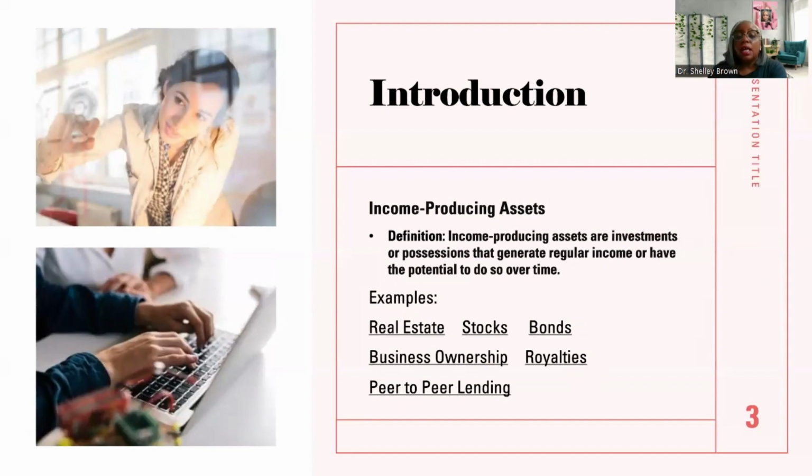Again, these are assets that are bringing in income. They are also assets that are bringing in positive cash flow, which means that, for example, in real estate, if you are renting out a property and the rent from that property is covering the mortgage, the expenses, the taxes, the insurance, and you have money left over, that would be positive income, which would make that an income producing asset.